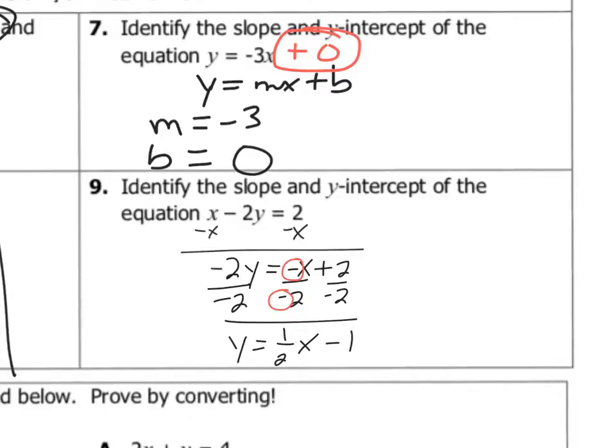So what is your slope? Your slope in this case is going to be 1/2. And what is your y-intercept? It's going to be negative 1.